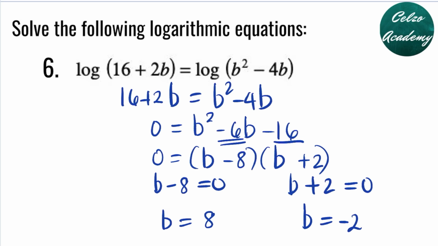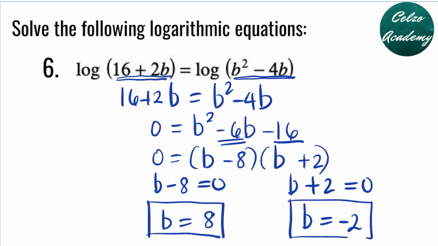Checking for extraneous solutions, let's plug in 8. If we plug in 8, 16 plus 2b is positive. B squared minus 4b is also positive. So b equals 8 is not an extraneous solution. Now let's check for negative 2. If we plug in negative 2, 16 plus 2b is positive. B squared minus 4b will also be positive. So b equals negative 2 is not an extraneous solution. So the answers for number 6 are positive 8 and negative 2.